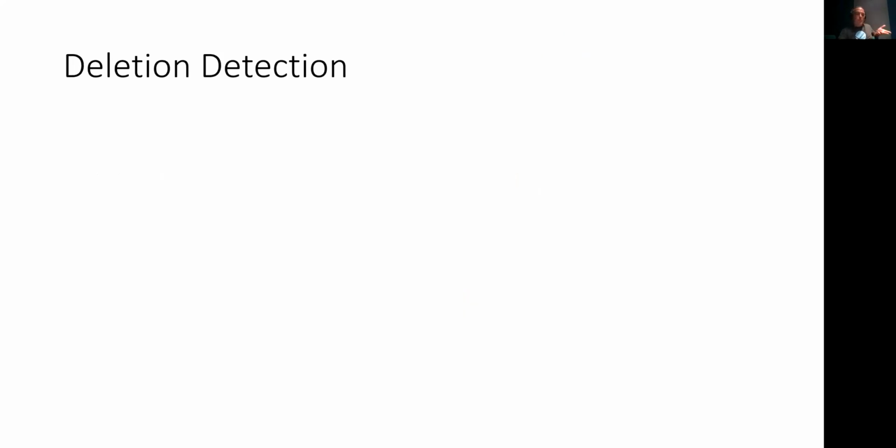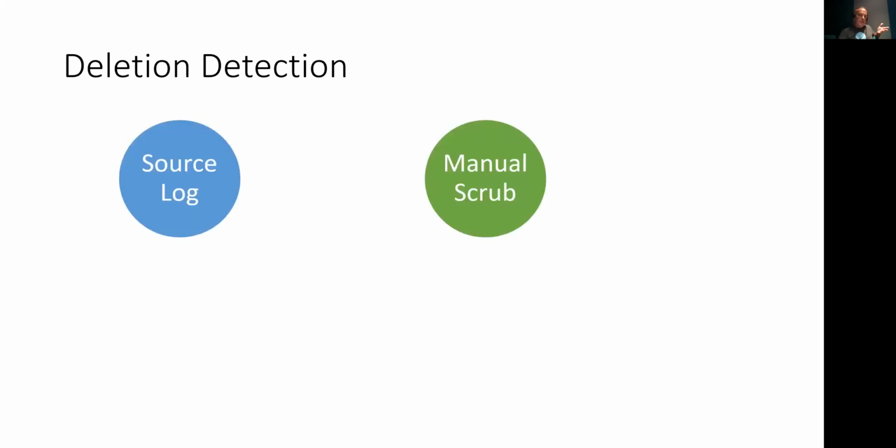So to detect a deletion in the source, I have essentially two grand ways of doing that. The first is using the source log, and the second is manual scrub. And that deletion detection actually goes to change detection as well. So I guess I should rename this slide to change detection.